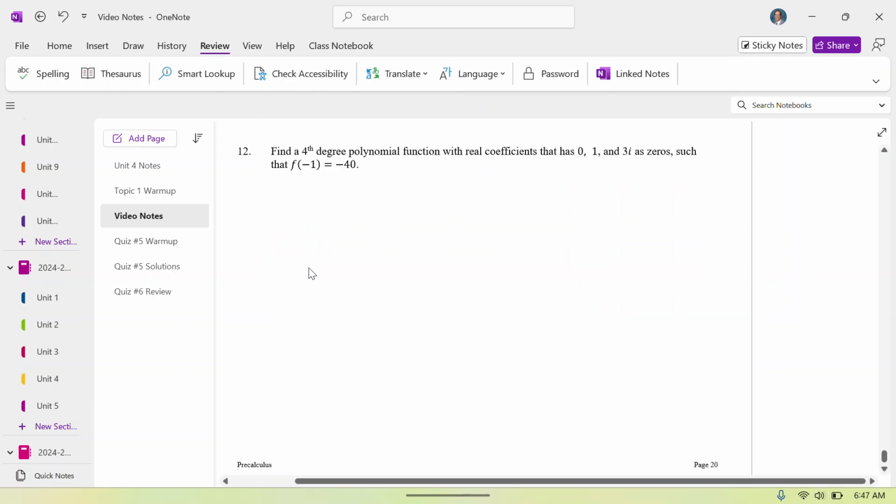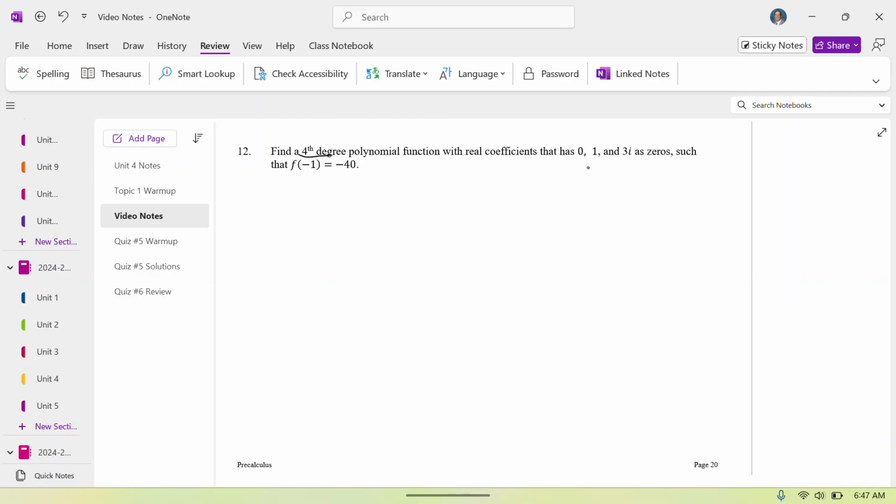All right, so let's do the next one. This one's a 4th degree. It has 0, 1, and 3i as zeros, so that means it's 0, 1, 3i, and -3i. So when you write this as factors, it's going to be some number times x minus 0, well, that's just x, minus 1, x minus 3i, x plus 3i. So let's multiply that out.